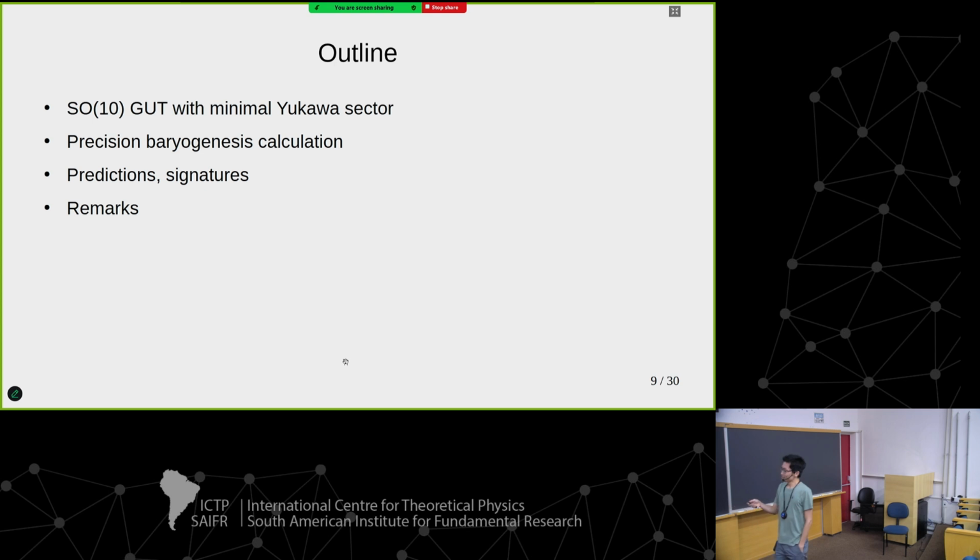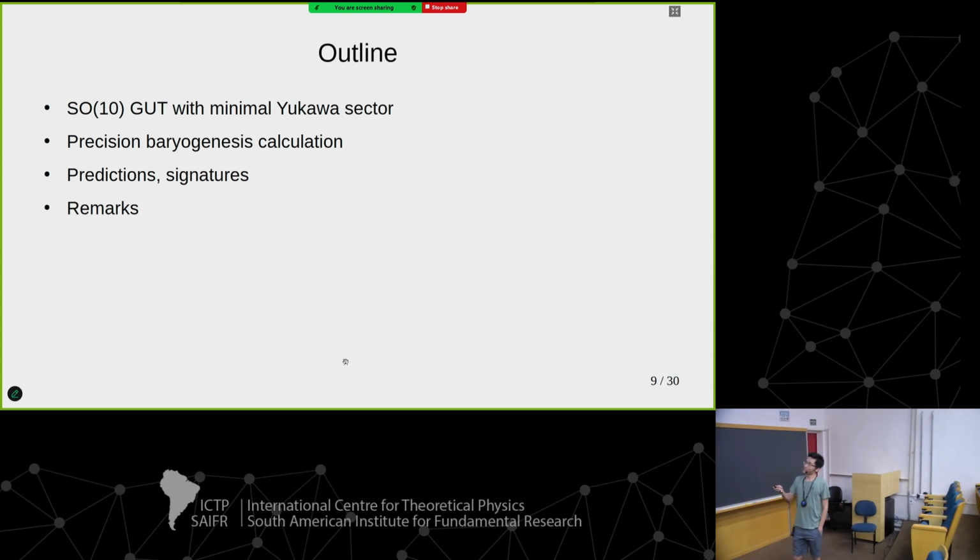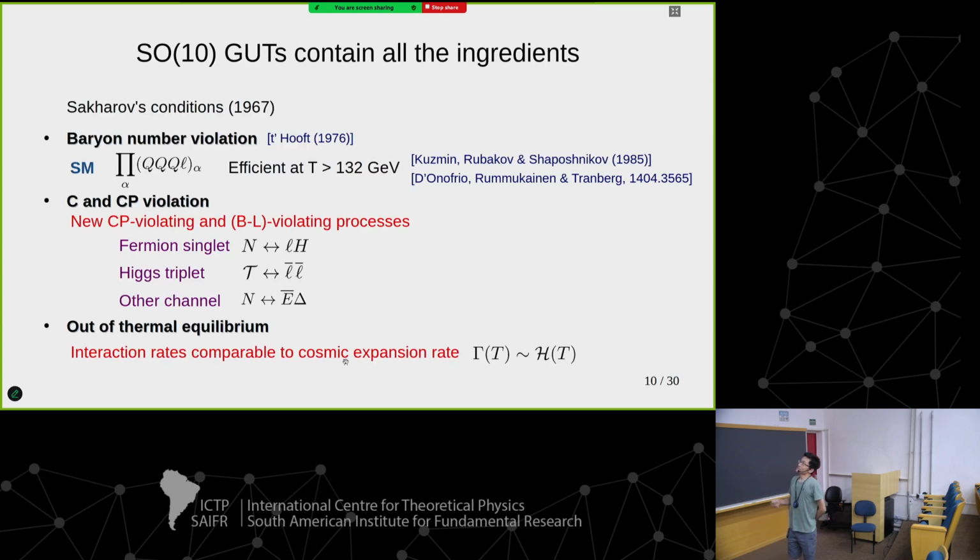Basically, I will go through the SO(10) GUT, where the most important part is the Yukawa sectors, because we want to generate the mass and mixing of the observed leptons. After that, I'll briefly mention how to calculate the baryogenesis in this model, and then some predictions. After you do the fit, what you get that hasn't been measured, I call predictions.